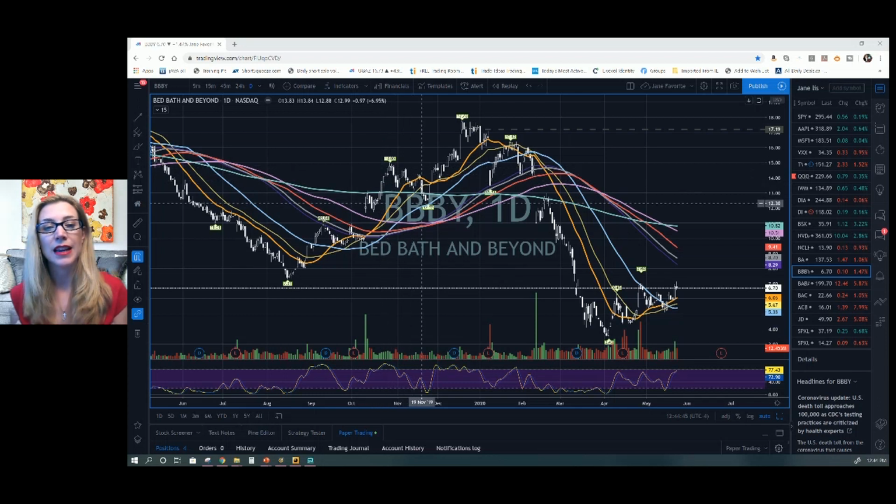And then it came down and look at where it stopped. It happened to stop right here, and this is our 50 simple moving average, right? So our 50 simple moving average acted as support. Maybe there was an algorithm or investors that say, hey, I want to buy when it comes down to that 50 simple moving average, and it holds it as support, right?